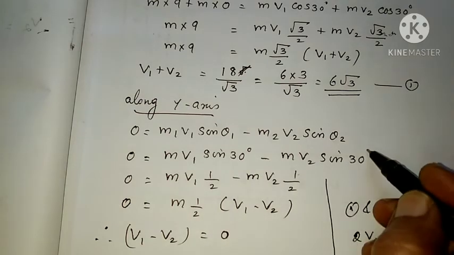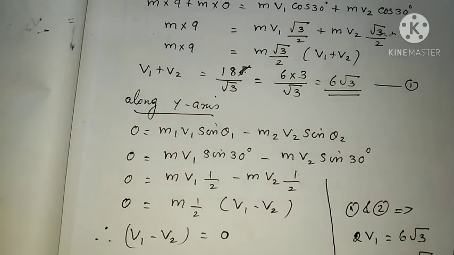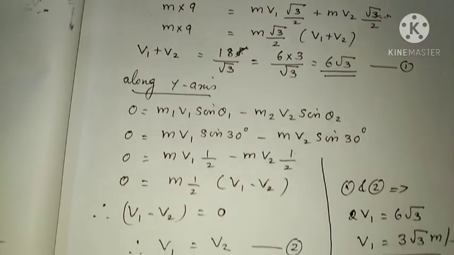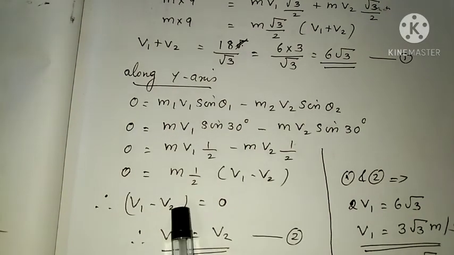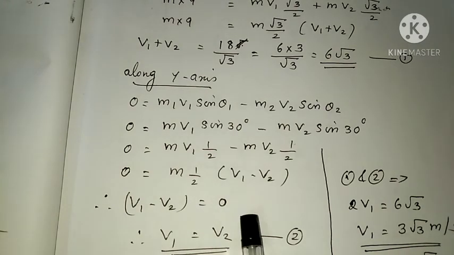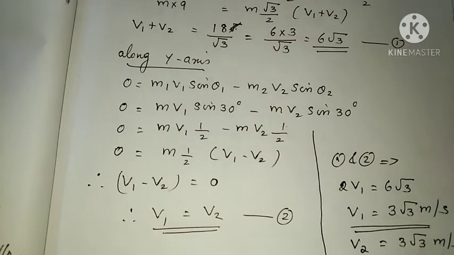Okay, so sin 30 is equal to 1 by 2. So, we can write 0 equal to m v1 into 1 by 2 minus m v2 into 1 by 2. Then we can take m into 1 by 2 outside. So, 0 equal to m into 1 by 2 into (v1 minus v2). Therefore, v1 minus v2 equal to 0. Then we get v1 equal to v2, equation number 2.